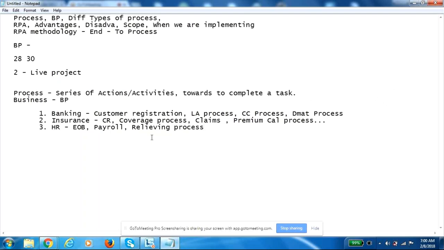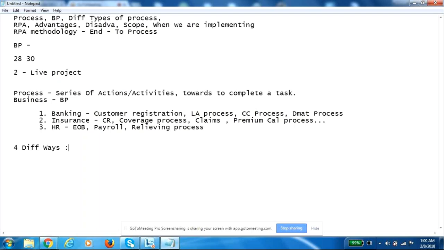Does everyone understand? What do you mean by process? Process is nothing but a series of actions or activities which we are following towards completing the task. Like general work or business work, anything, we are implementing some process, sir. So if you are implementing a process to do the client's business, that process we call a business process.